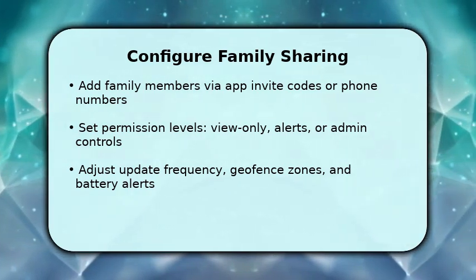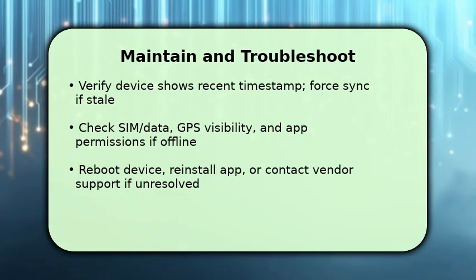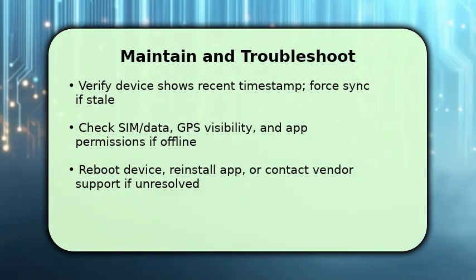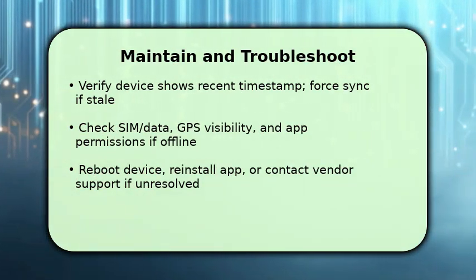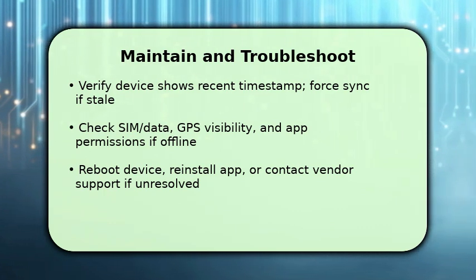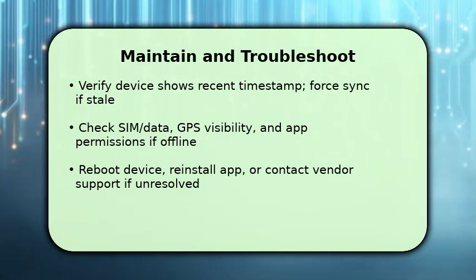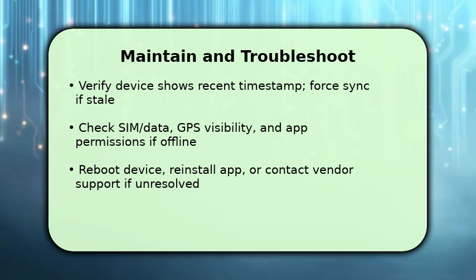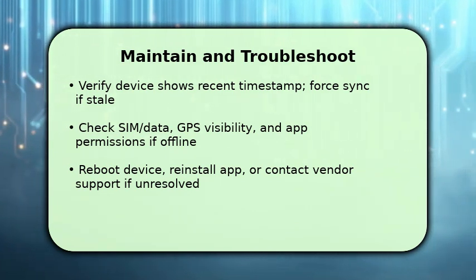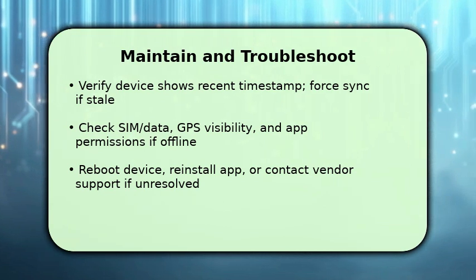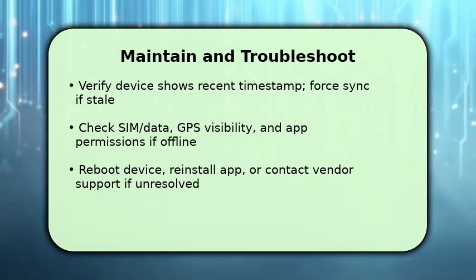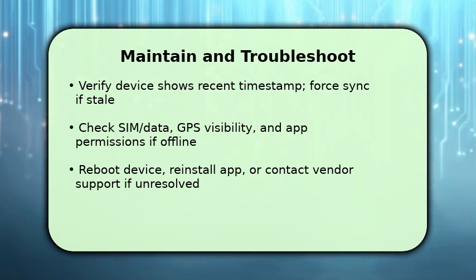To finish, verify live updates and test a geofence by walking through it. Confirm the app shows recent timestamps and correct location. If updates stop, make sure the SIM data is active, GPS has sky view, and your app runs in background with permissions. If a device shows stale location, force a manual sync, reboot the tracker, or reinstall the app.